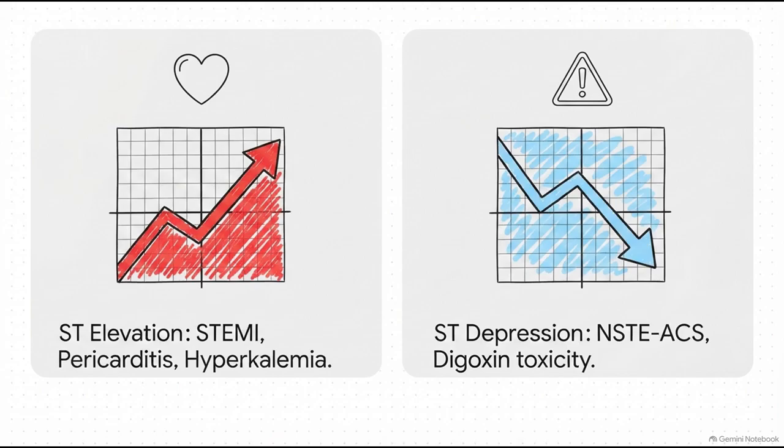ST elevation happens when the segment is pulled upward, and the most terrifying cause of this is a STEMI, a full-thickness heart attack. On the flip side, ST depression is when the segment drops below that baseline, which points to a partial blockage, like NSTEMI or even digoxin toxicity. Look, both are incredibly alarming, but they point to distinctly different underlying emergencies.